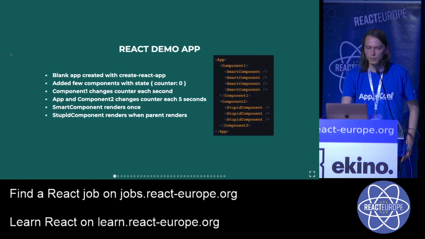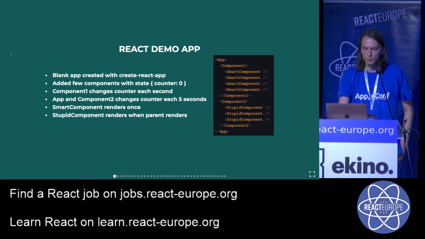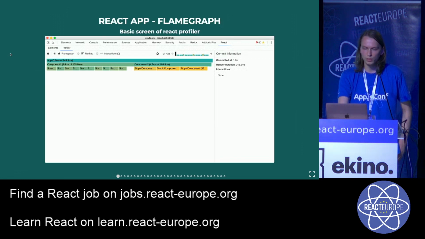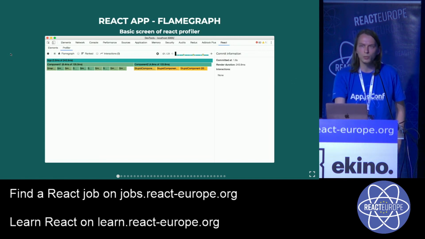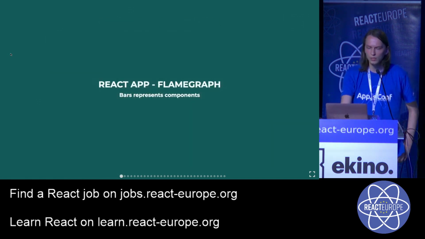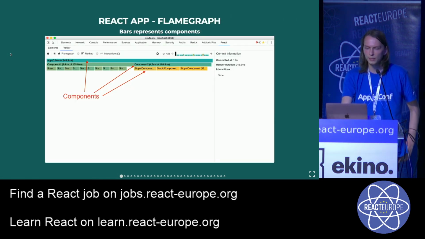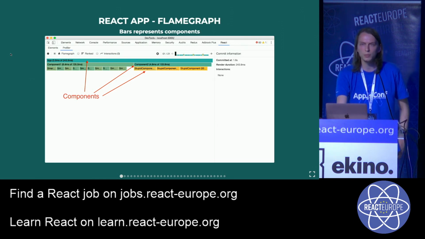So I created a blank app with create React app and added a few components with counters that were changed by some setTimeout function calls. Here is how it looked in the profiler. So we get a flame graph that represents the component tree of your application. Each bar represents a single component, and its width and color represent how much time it took to render it.